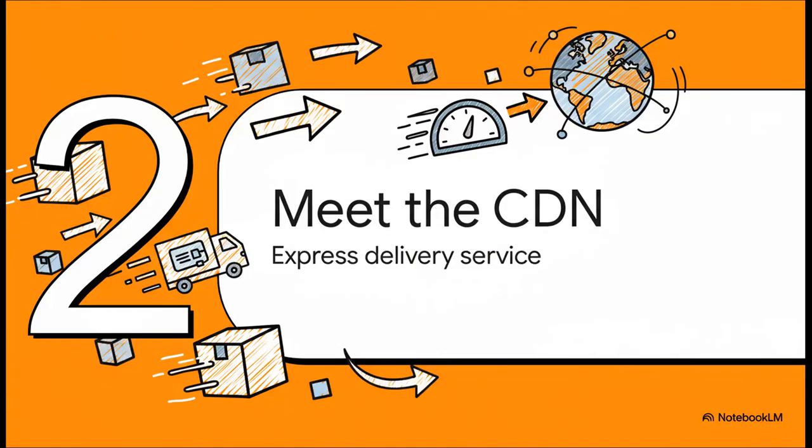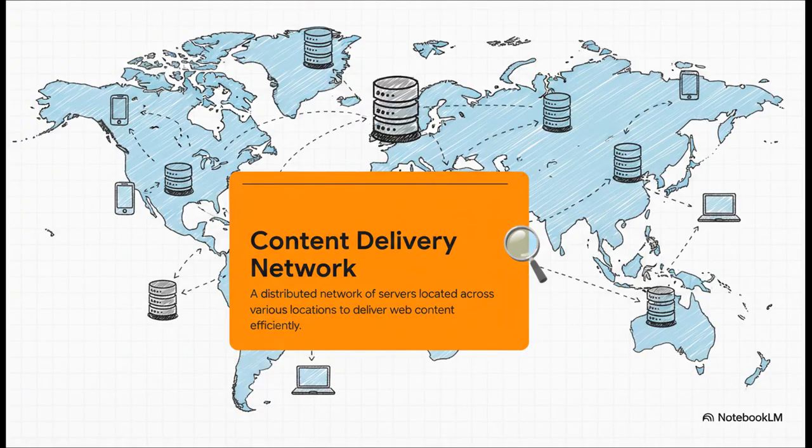So how in the world do we solve this problem of distance? Well, let's meet the internet's very own express delivery service, the Content Delivery Network, or what everyone calls a CDN. To put it simply, a CDN is basically a global team of servers. Instead of having one single server somewhere trying to handle requests from the entire planet, a CDN is way smarter. It places copies of websites and videos on servers all over the world. And the goal? It's to drastically shrink the distance between you and the stuff you want to see.